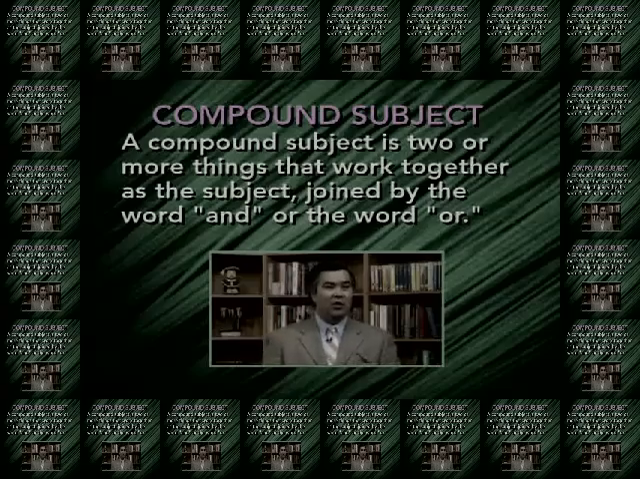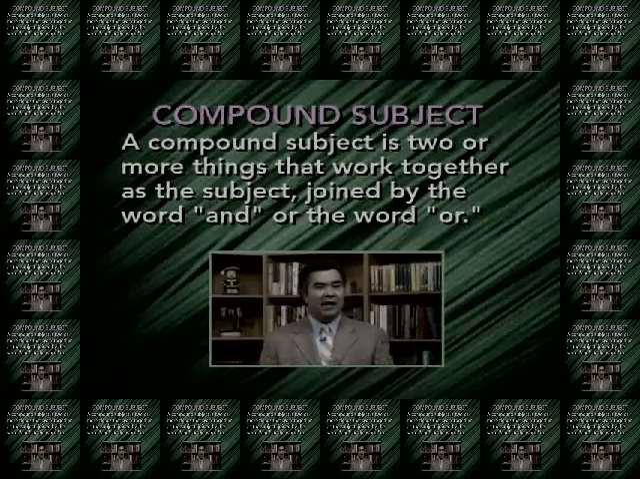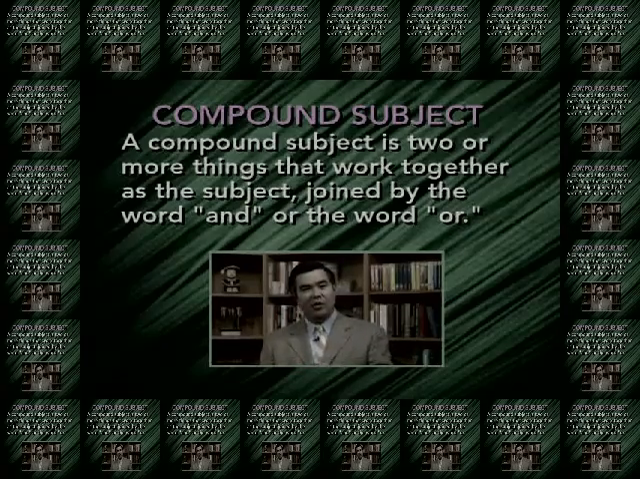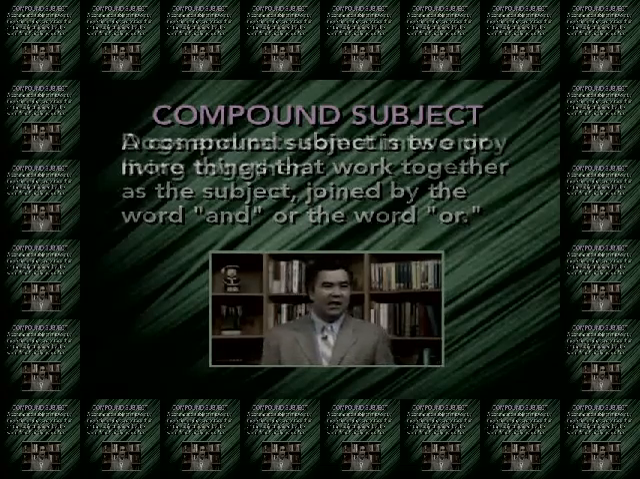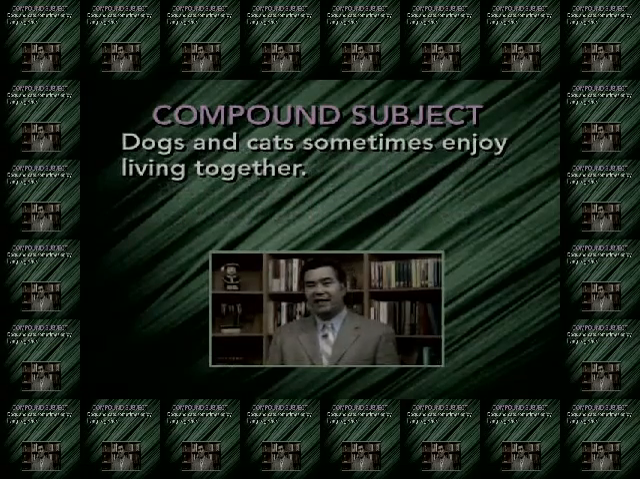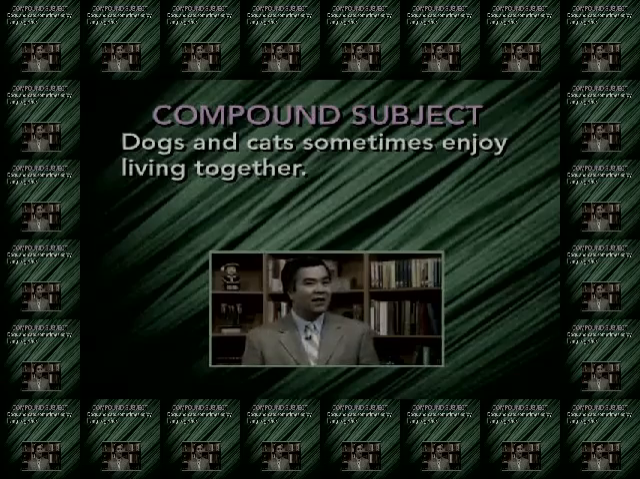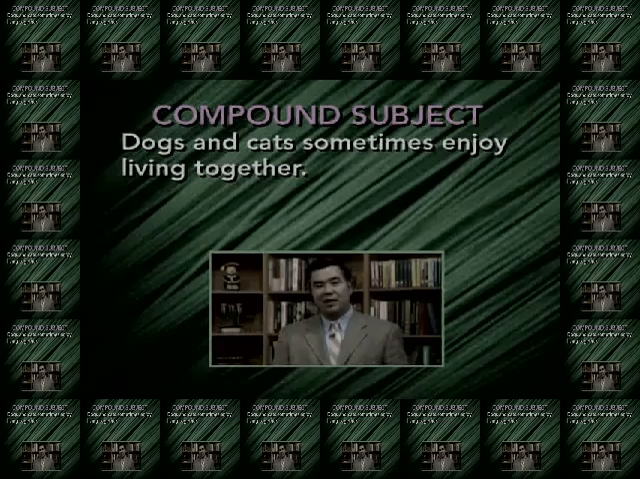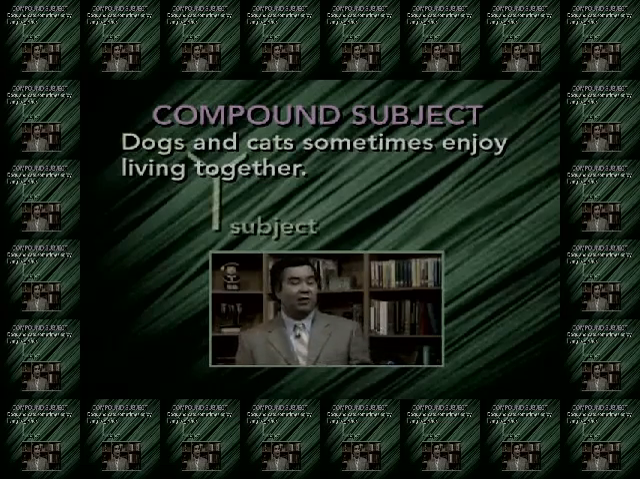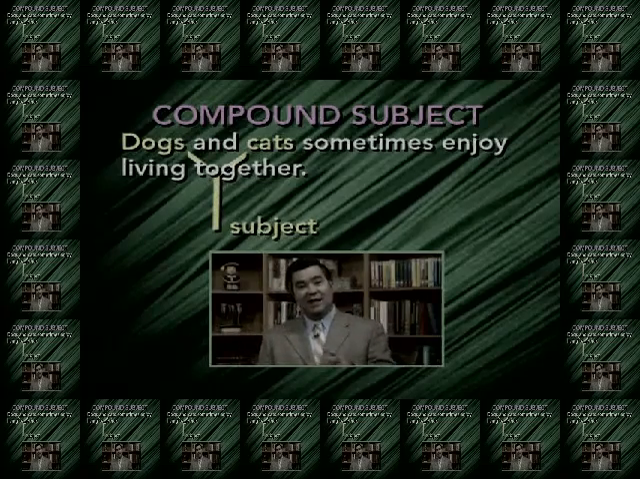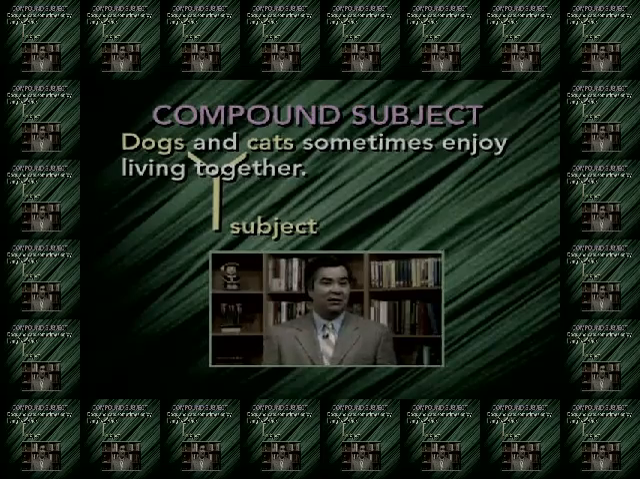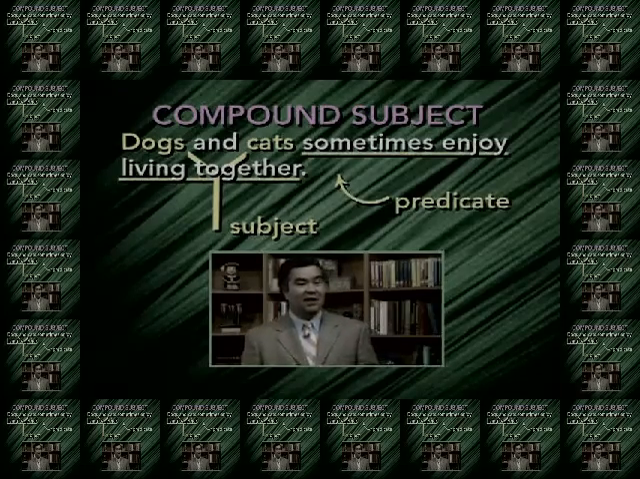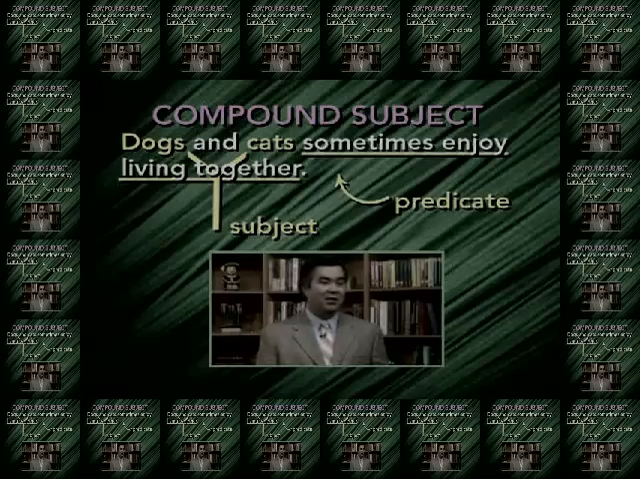Usually, these two or more things are joined together by the word and or the word or. Look at this example. Dogs and cats sometimes enjoy living together. What's the subject of this sentence? Well, the subject of this sentence is the first three words, dogs and cats. That's what the sentence is about. All the rest is the predicate. It tells what dogs and cats do.